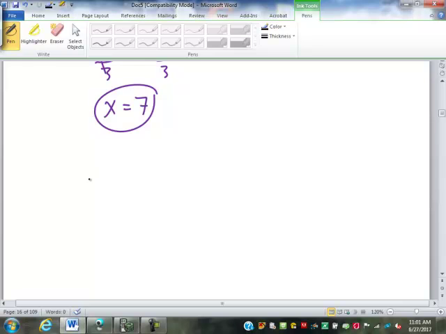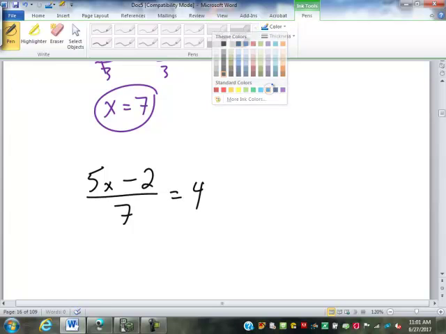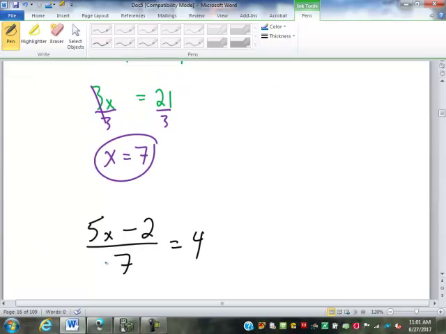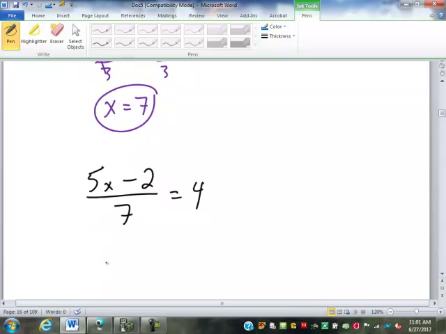So we might run into 5x minus 2 over 7 is 4. I'm going to let you try that one in your notes. See how it goes. I guess I can't get up to that whole problem, so let's put it up.